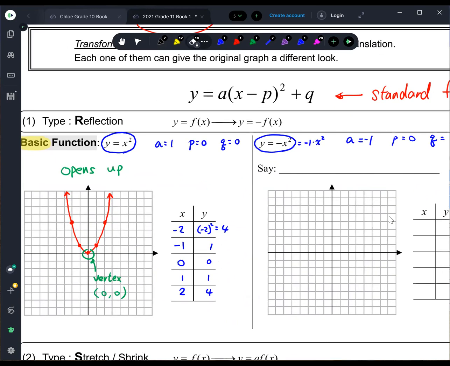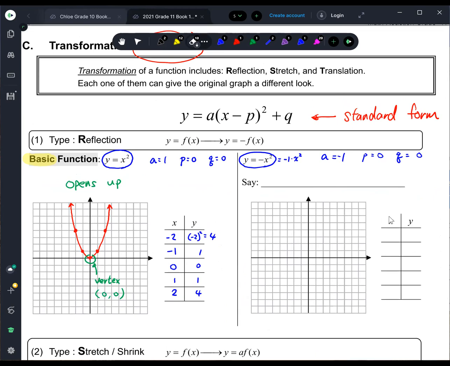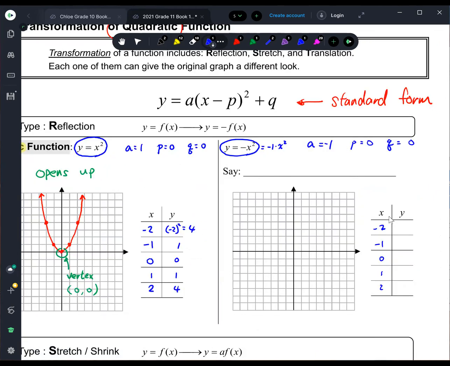For this one, because there's an extra -1, if we use the same X values, still -2, -1, 0, 1, 2, to figure out the Y, you plug it in. It will be negative X squared. The X that you put in is -2. The square only affects the brackets, but the negative at the very front just stays there. So it'll be -4. -2 times -2 is 4, but at the very front, the negative doesn't move.